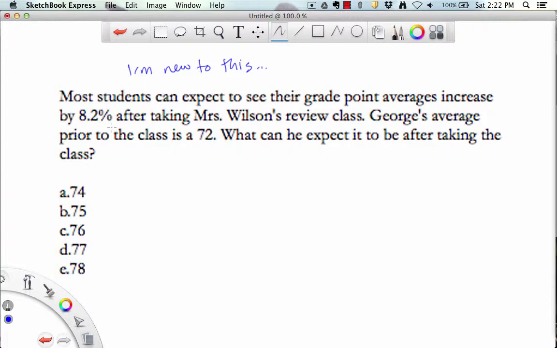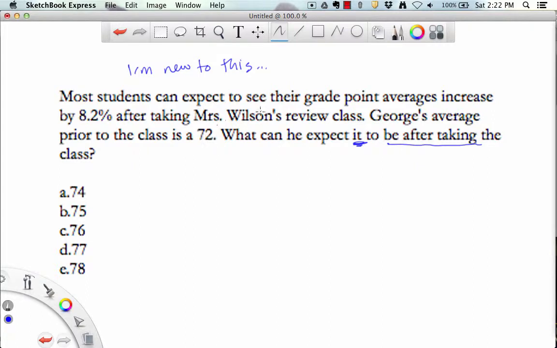Right? So most students can expect to see their grade point averages increase by 8.2% after taking Mrs. Wilson's review class. George's average prior to the class is 72. What can he expect it to be after taking the class? Okay, so I think about what the question is asking for. What it is asking for here is going to be his average after taking the class. So we're looking for a number.